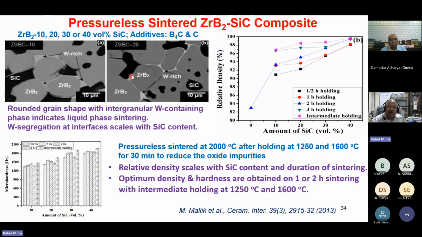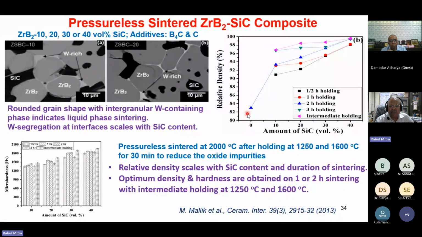So that shows that a liquid phase may have formed because we sintered at 2000 degrees centigrade, in inert gas. So a liquid phase has formed, and that's why it has wetted the ZrB2 grains. There's basically partial dissolution, and that's why there's a rounded shape. And the pressureless sintering, I've already discussed this.